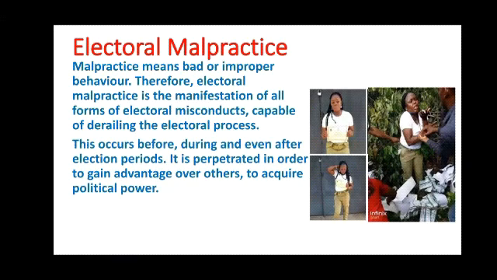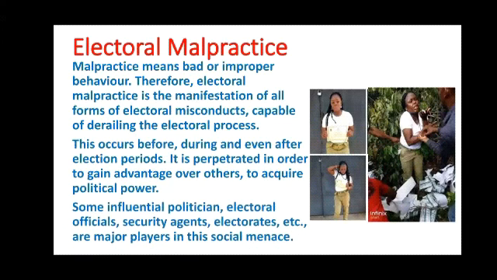And this happens even during the process of election, before it, and even after the election period, so as to twist the process towards the outcome of the election, so as to win the election and have advantage over other candidates.